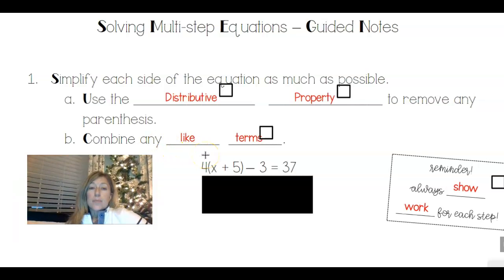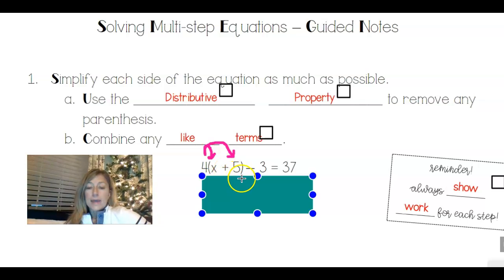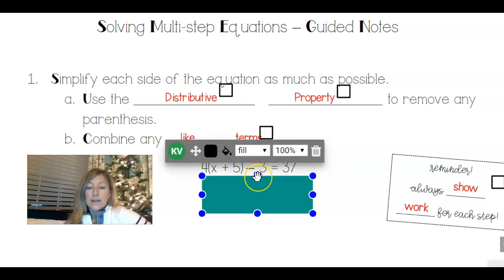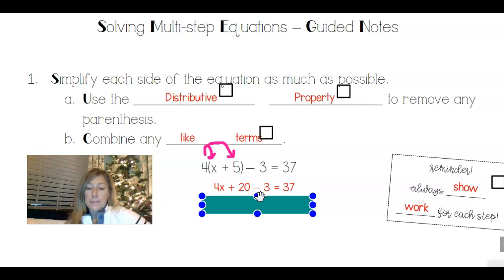Don't forget, when there's a number outside of the parentheses, it means 4 is being multiplied by the x and by the 5. So we're going to just draw our arrows so we don't forget. 4 is going to multiply by the x, and then 4 will multiply by the 5. So 4 times x is 4x. And 4 times 5 is 20.